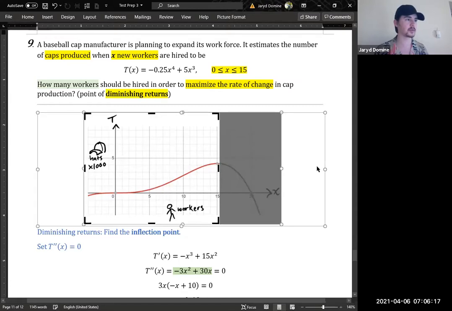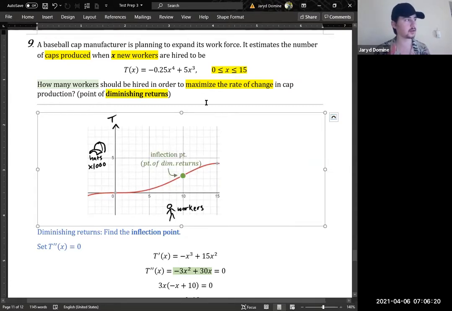So we care about numbers between 0 and 15, because it doesn't make sense that if you add more workers, you're going to go back down. But anyway, this inflection point here is what we're looking for. As we add more workers, we get increasingly good returns. Our slope, our rate, keeps increasing up to this point, and then after this, it starts to flatten back out again. So we're going from curving upwards to curving downwards. This is the point of diminishing returns.